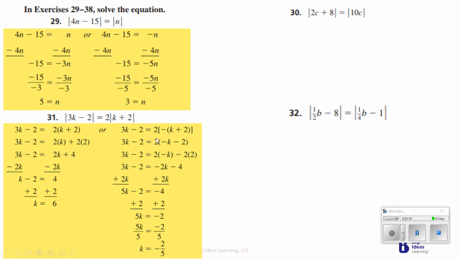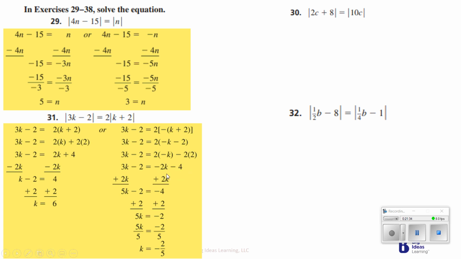This is a little more complex because we have 2 times negative k plus 2. So we have to remember the first thing we're going to do is take this negative and multiply it to everything inside here. Remember, parentheses first, right? So negative times a k is a negative k, and a negative times a positive 2 is a negative 2. Now when we take that 2 and distribute it, it's 2 times negative k, which makes a negative 2k, and 2 times a negative 2, right, which is going to be a negative 4.